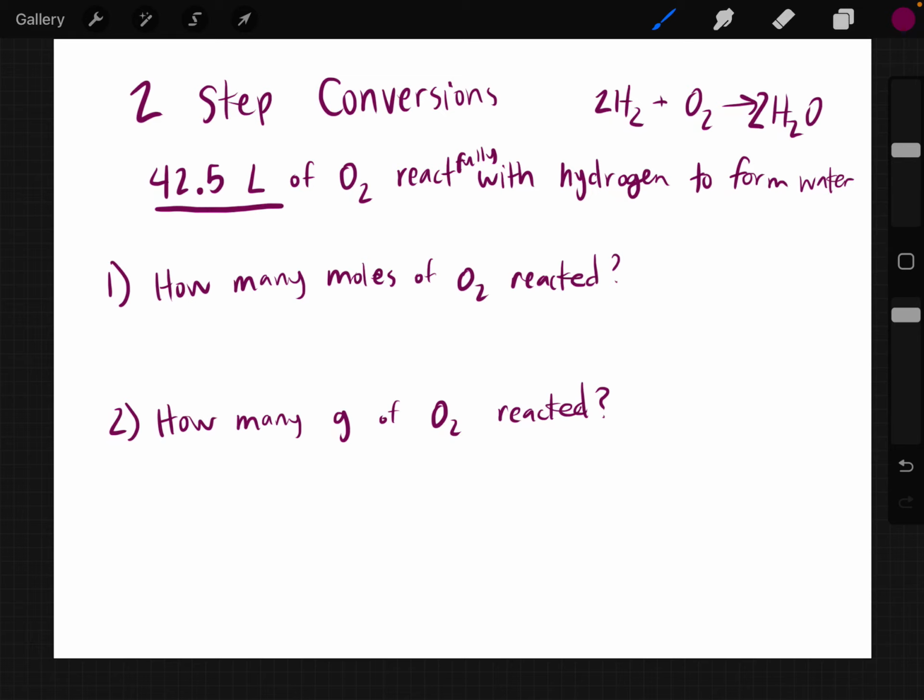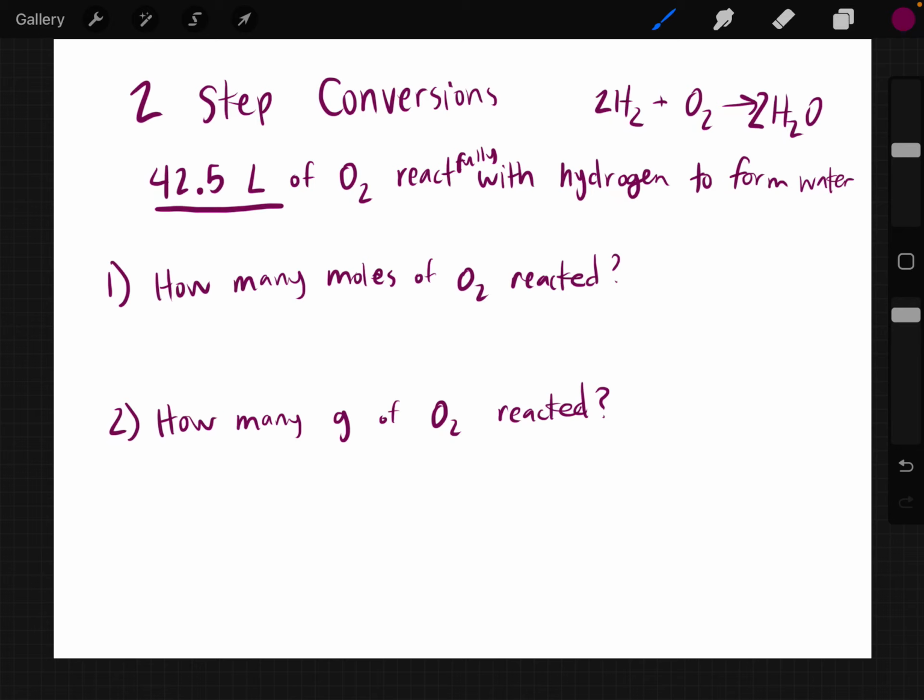Usually these little sub-problems are going to help you to do a two-step conversion where you're not just going from grams to moles or from liters to moles, but you're actually going to be able to overall go from grams all the way to liters, or particles all the way to grams, or liters all the way to particles. We don't have a conversion that just automatically gets us to go from liters to grams or particles to liters.